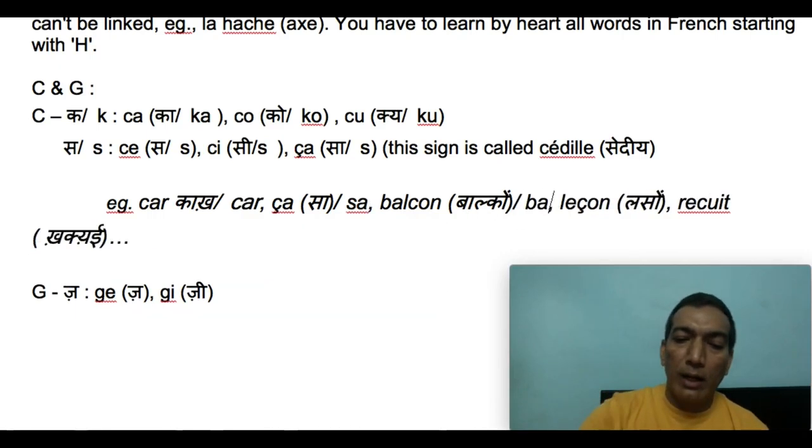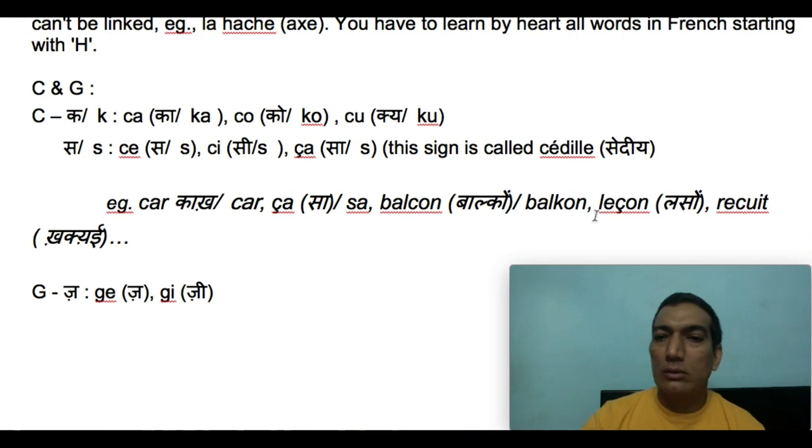Balcon, to remember how it is pronounced. Car, which means because, ça, which means that, balcon, which is a word for balcony in French. Leçon, it is not pronounced le con, but leçon, because there is a cédille below c. So leçon, which means lesson.